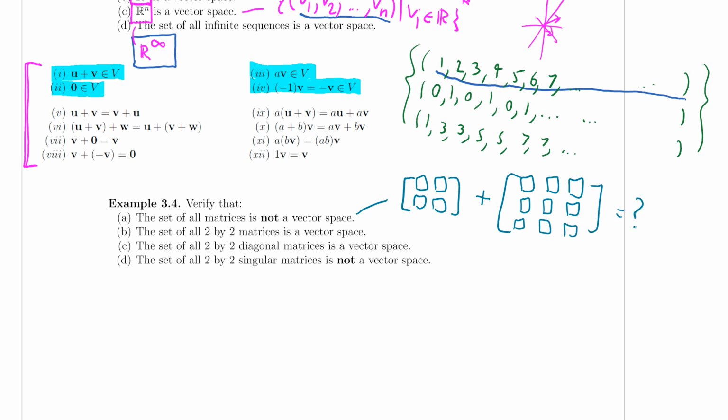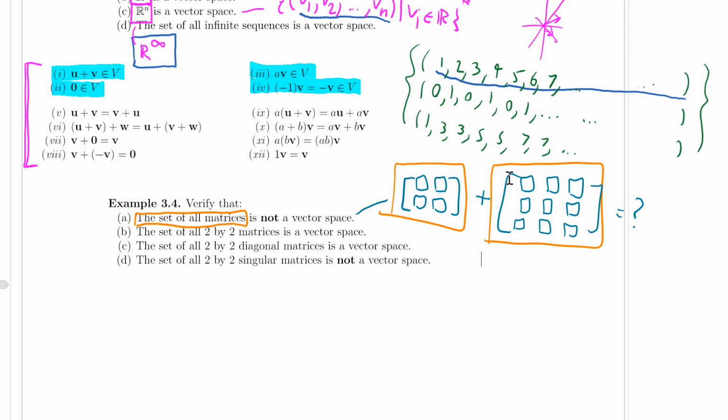So in a way, it is not possible to add a 2 by 2 matrix with a 3 by 3 matrix. So that kind of means this is my vector. This is the set of all. If I look at the set of all matrices, this is one of the matrices. This is also one of the matrices.